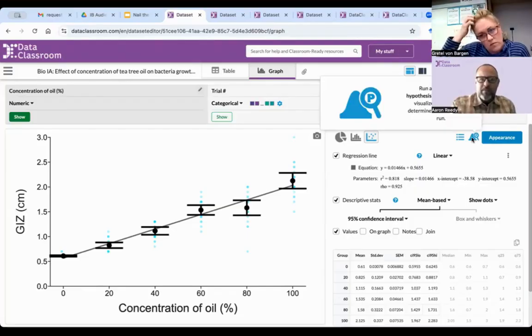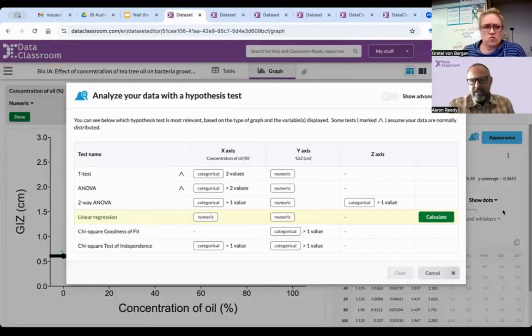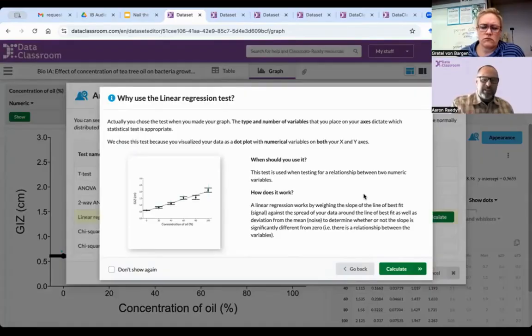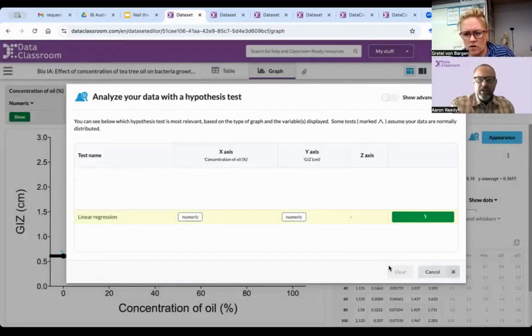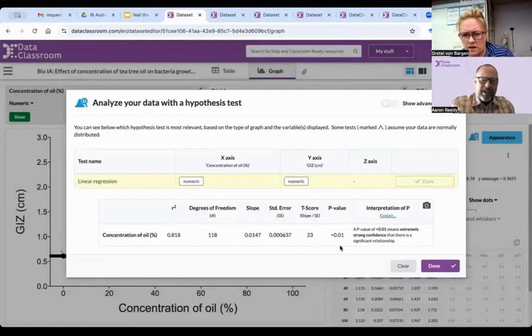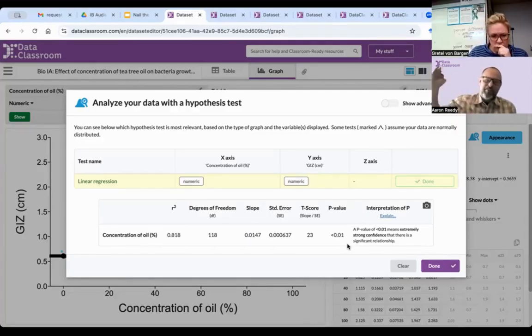And so if we run the hypothesis test, it's going to say linear regression. We're no longer doing ANOVA. It's going to say, hey, this is the test you want to use to test for a relationship between two numbers or two groups of numbers. And when you calculate it, it's going to give us a probability value. And again, this is significant. It's less than 0.01, but it's saying the chance of getting a slope like this due to random chance alone is less than 1%, where the last test was saying the chance of getting means that were this different from one another is less than 1%. It's a subtle difference, but because it's doing different math, it's telling you something slightly different.